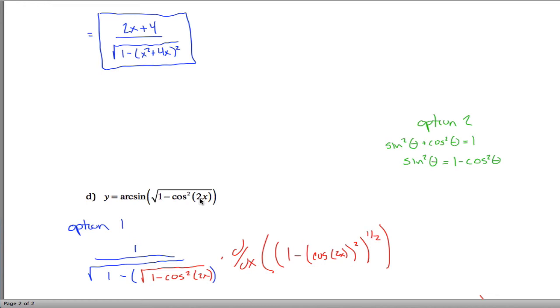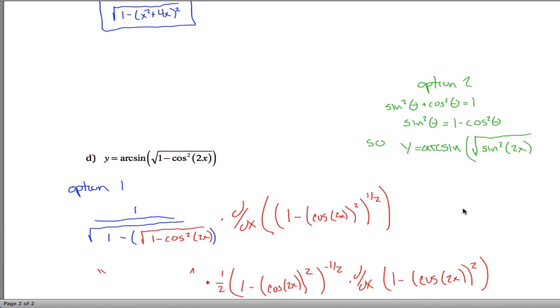Note that I have 1 minus cosine squared of something here. So I could rewrite that as, so y equals arc sine of something. And what is that something? The square root of something. But instead of writing 1 minus cosine squared of 2x, I could write sine squared of 2x. Why might I want to do that? Well, because now I have the square root of something squared. Those cancel out. Y is just equal to the arc sine of sine of 2x.